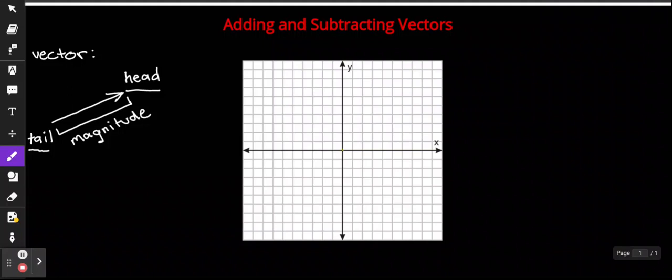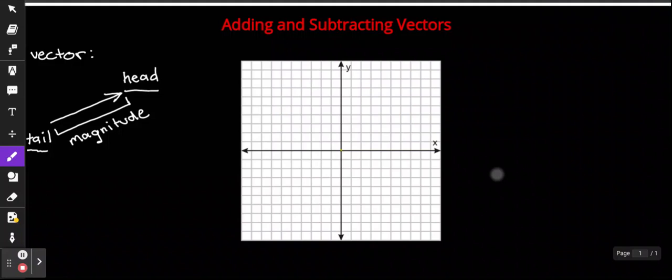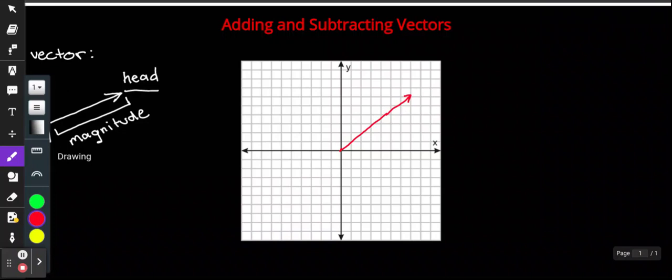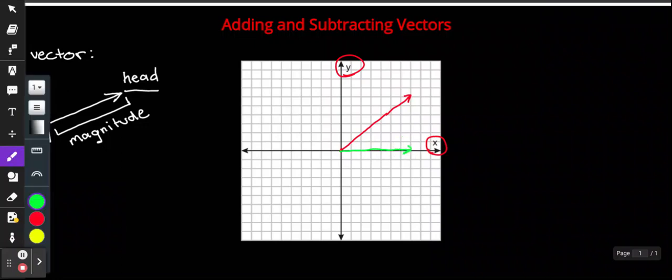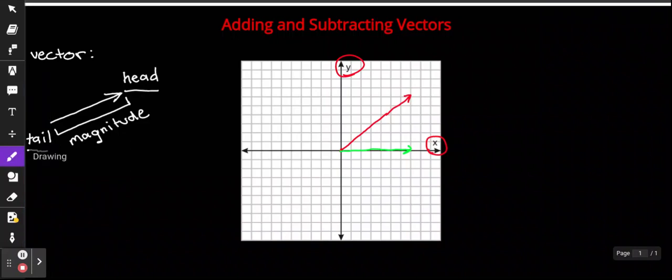So again, I'm going to reintroduce the components of a vector. If we had a vector like so, we would break it up into 2 components, the x component again and the y component. Our x component would be 1, 2, 3, 4, 5, 6, 7 units to the right, and our y component will be 1, 2, 3, 4, 5, 6 units up.